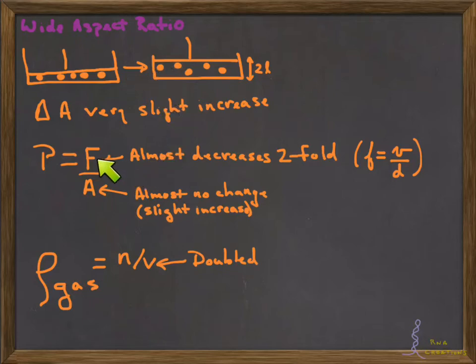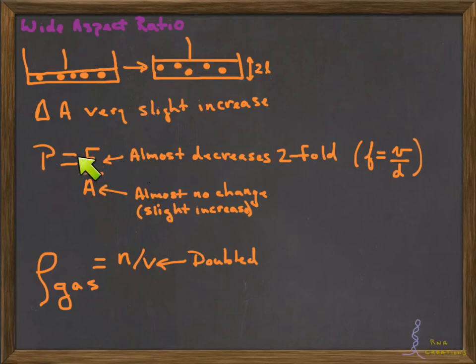If we look at the numerator, force, this term almost decreases twofold. On the previous slide, we saw that frequency is equal to velocity over distance. Velocity doesn't change. Most of the molecules will be moving up and down. Their distance has doubled from L to 2L, and so the frequency of their collisions decreases twofold. But some of the molecules will be moving left to right or on the diagonal. So there isn't a true twofold decrease, but there's an almost twofold decrease.